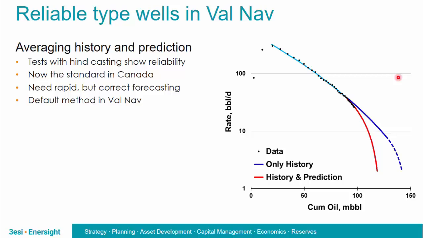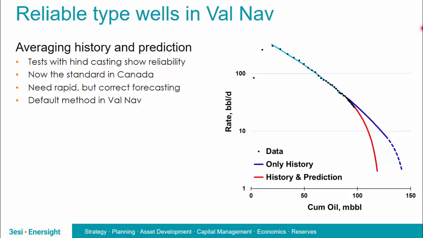The blue line represents the type well that we would create using history only, and the red line represents the type well that we would create using both history and forecast when we average our production. You can see that the history forecast deviates from the known data at late time, and it deviates because of those wells that run out of production.